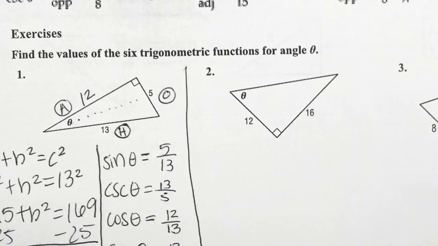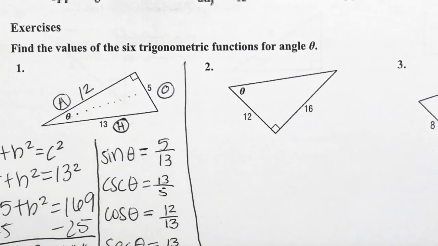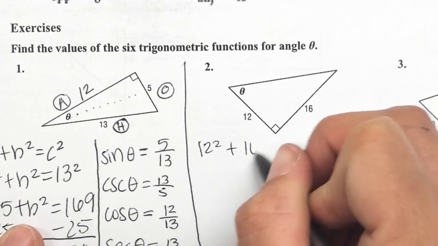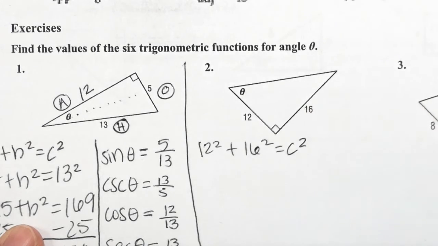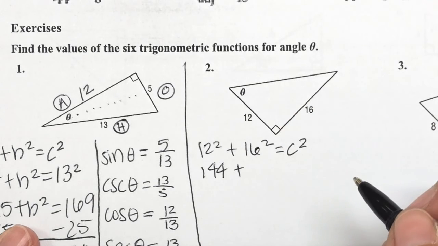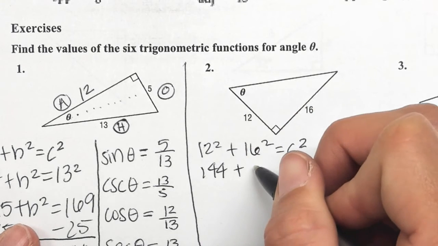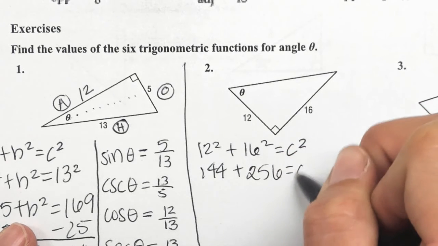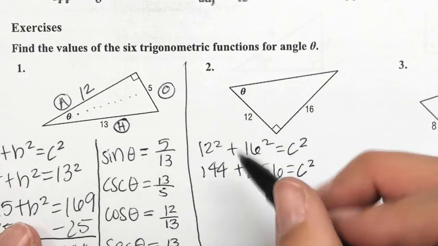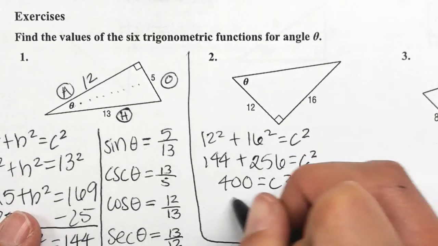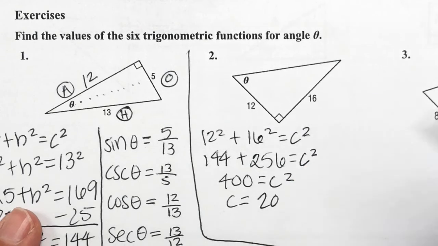Alright, so for this one, which side are we looking for? A, B, or C? C. C, because it's the longest. So we'll have to do 12 squared plus 16 squared equals C squared. What is 12 squared? 16 squared. Yep. What's that going to be? And what is 256 plus 144? And the square root of 400? 20. So this side is 20.